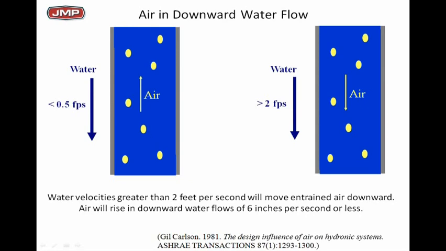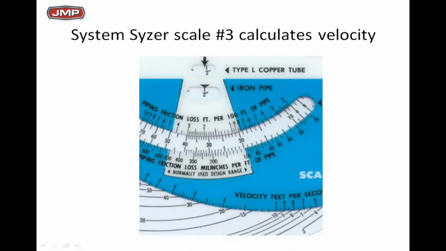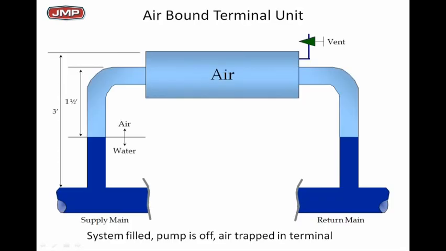If you've got a coil above you and you're trying to bring air down, you want to size your pipe on above 2 feet per second to bring the air down with you. So take a quick look at a system sizer based on pipe size. Scale 3 gives you that velocity. When you start looking at some of these, you need to be aware of those velocities if you're worried about moving air around in the system.